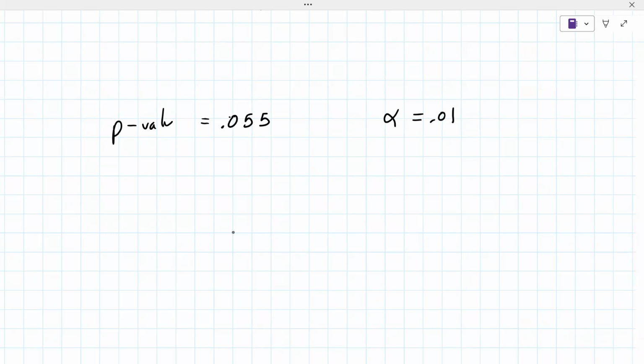The p-value. Fail to reject. Yes. So this time the 0.055 is greater than 0.01, so you fail to reject. Okay. Questions on that? Thoughts on that? No, not at all. Okay.